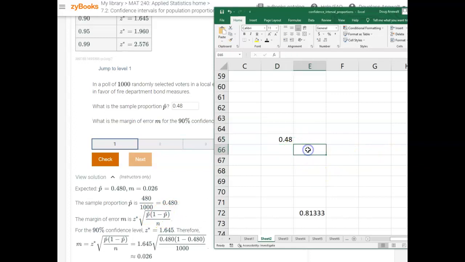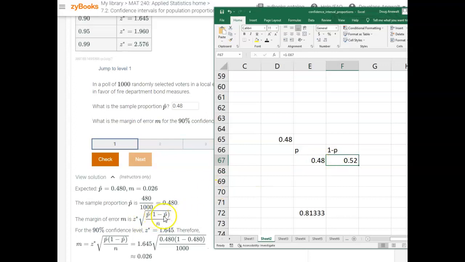So let me come over here and do that. This is P, and I'm going to do 1 minus P. All right, so I got 480 out of 1,000 is P. So then 1 minus that result, 1 minus that is 0.52. These two things should always add up to 1. They account for 100%. So those two things add up to 1.